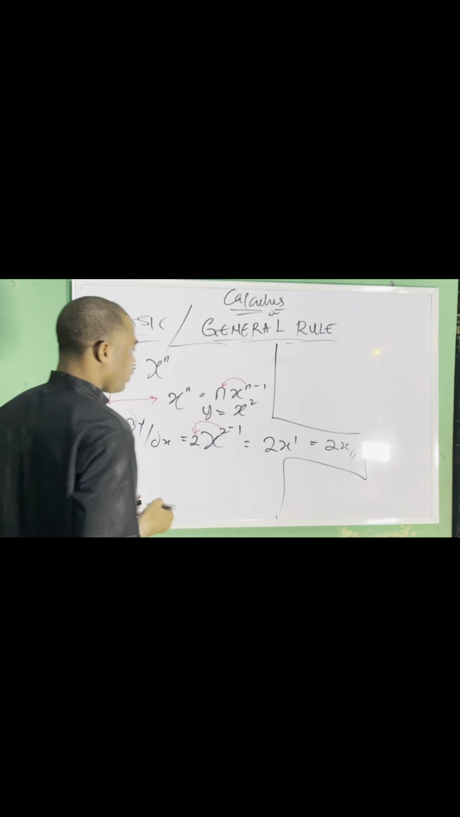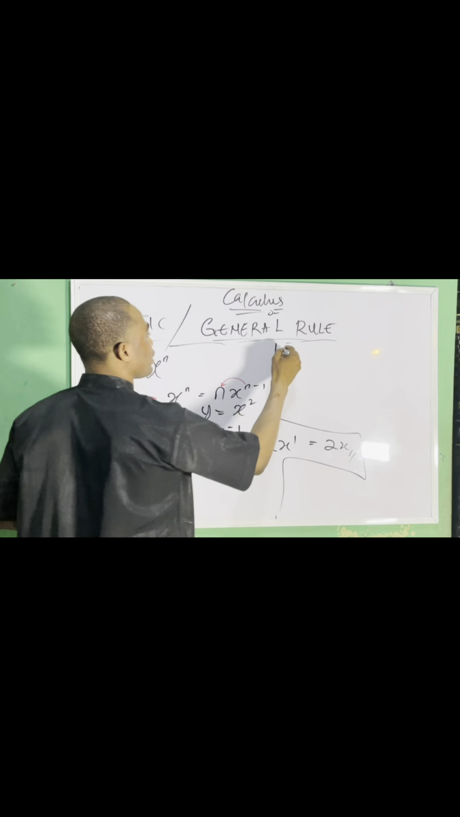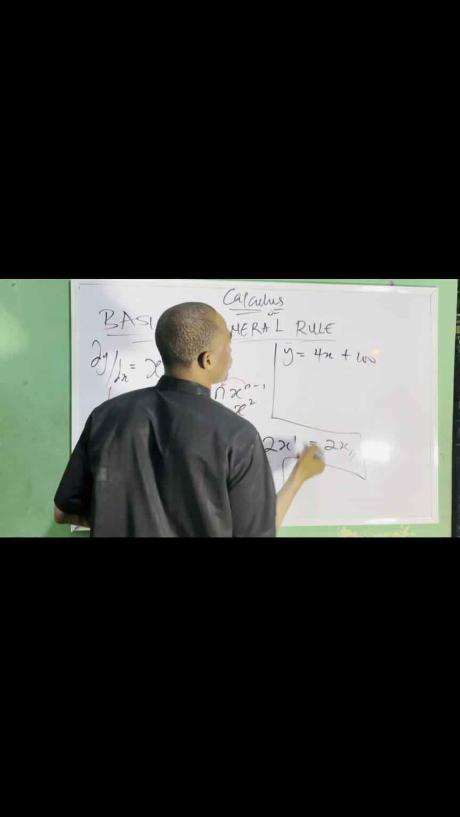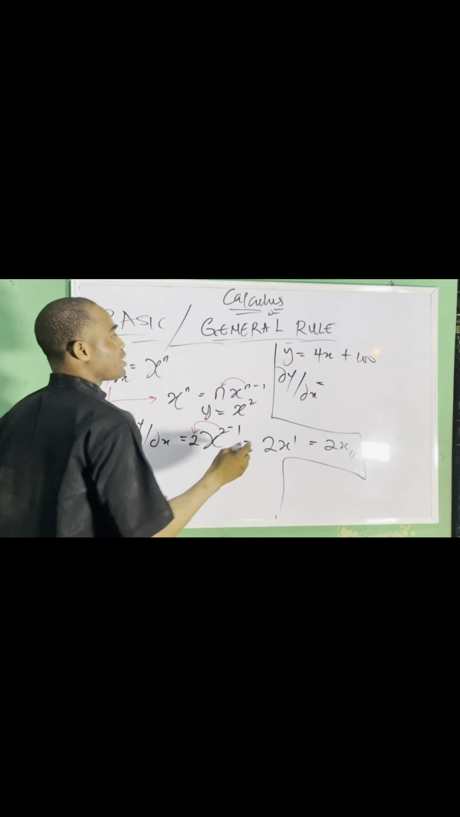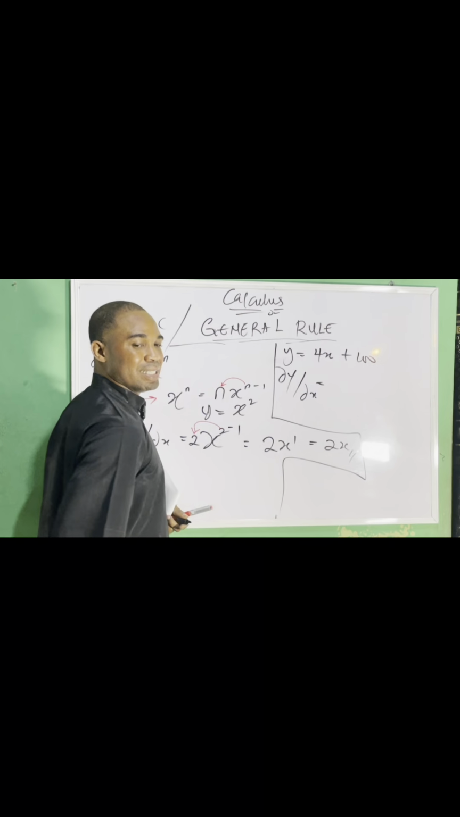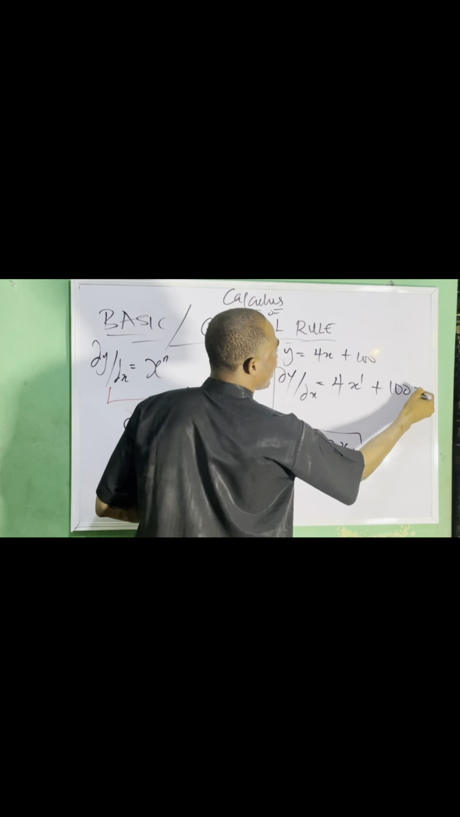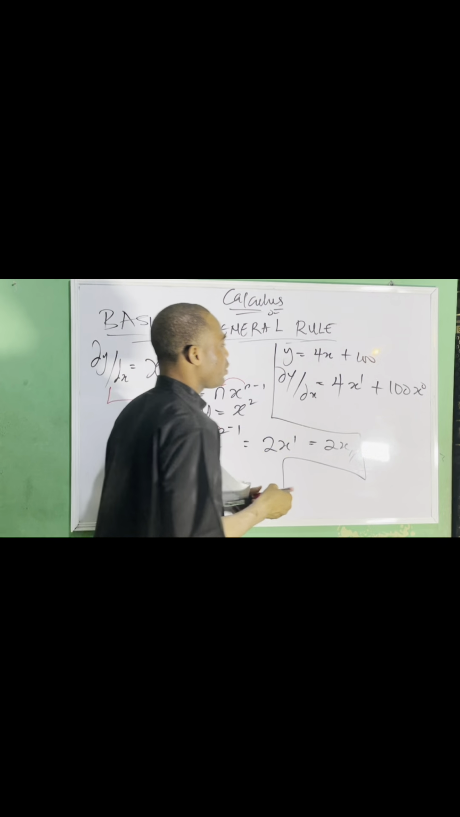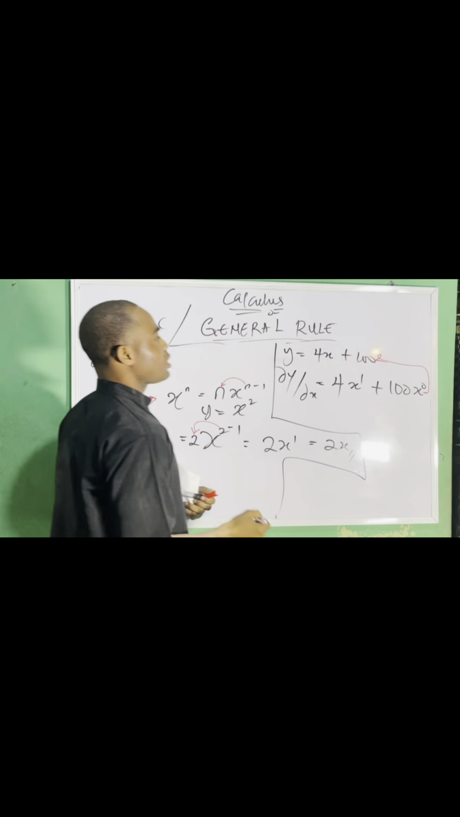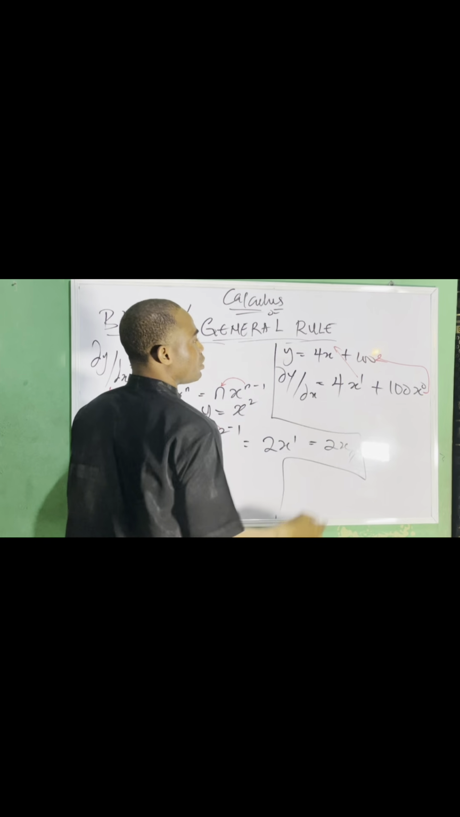So let's look at another question. Assuming you have a question like that, say y equals 4x plus 100. Then we want to differentiate using the general rule, we're looking for dy/dx. What is the power of x here? The power of x here is linear, which means we have 4x raised to power 1. Then I can now say plus 100x raised to power 0. If you look at the expression below, it's the same thing, because the power that is invisible here shows that it is 1.